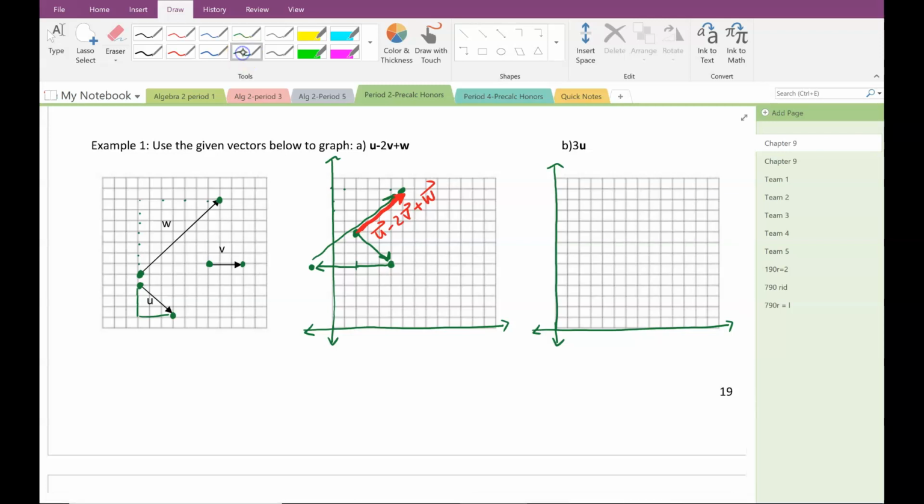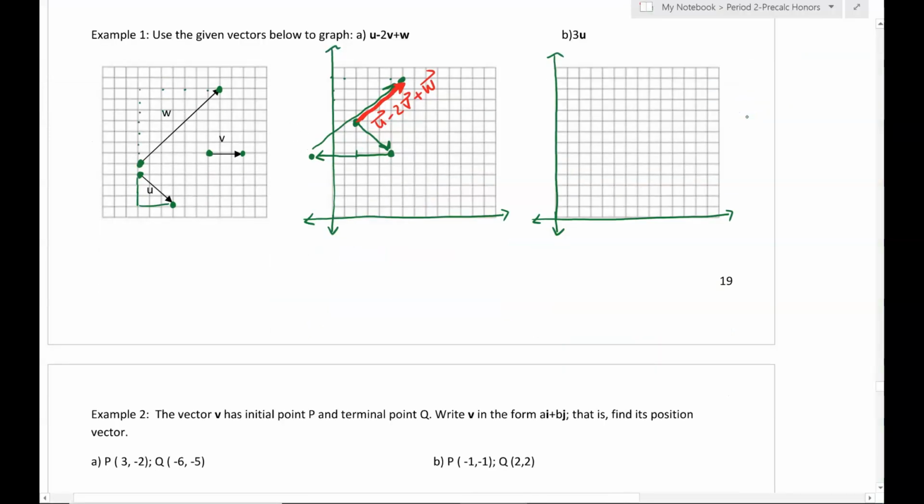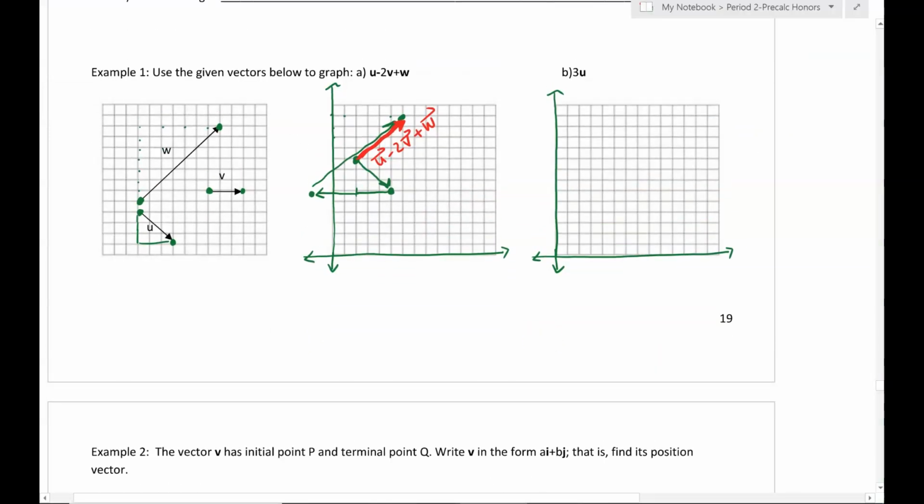Okay, let's try it again on this right side. It said, okay, well, I just want you to multiply 3 times u. Well, there's no addition, there's no subtraction, it's just a multiplication. So we are going to take u. I know u is going downwards. I'm not going to start at the origin because then I would be in quadrant number 4, in which I've already drawn out quadrant number 1. Then I'm just going to start up here somewhere. That's where I'm starting.